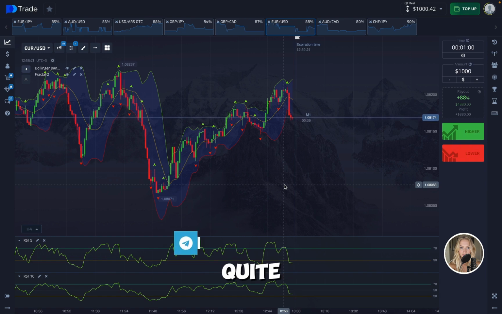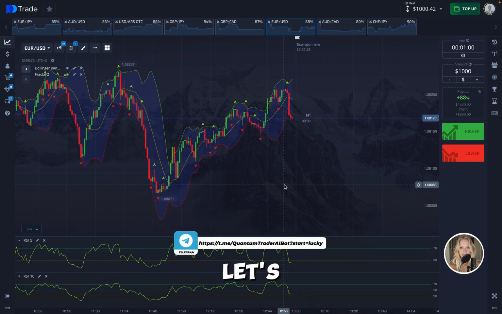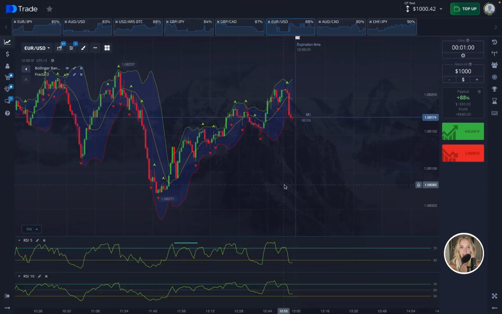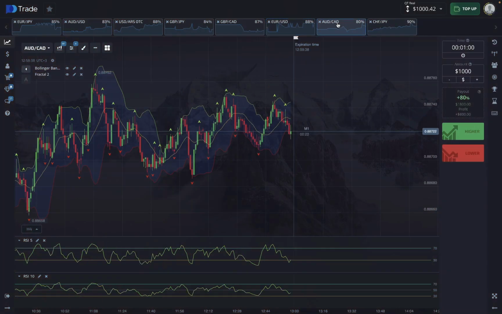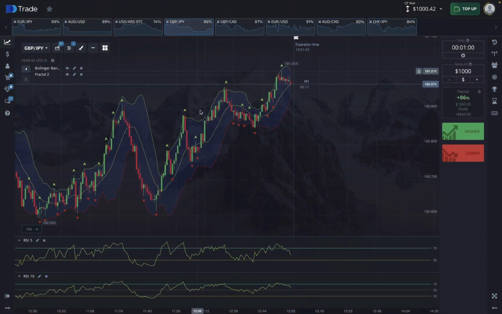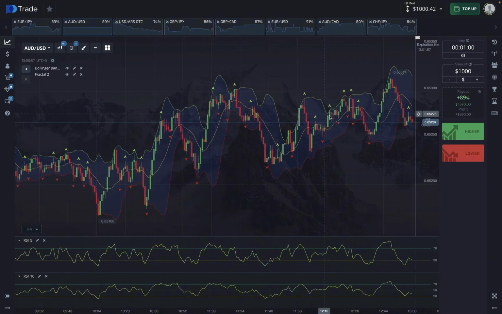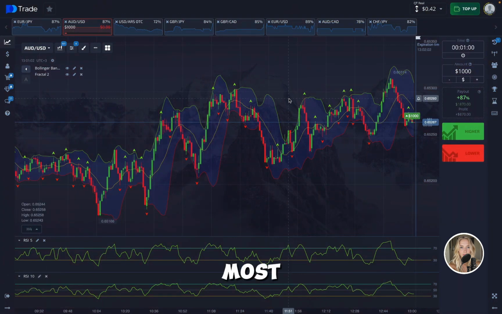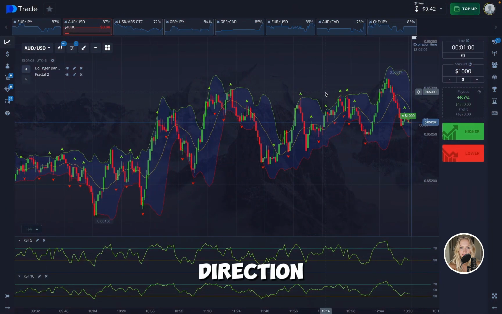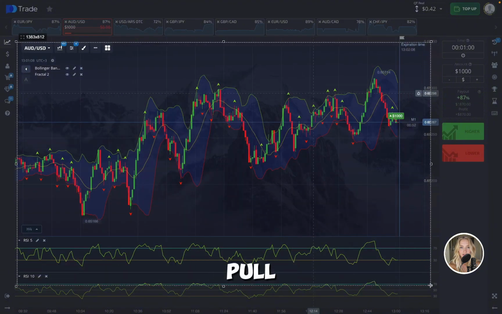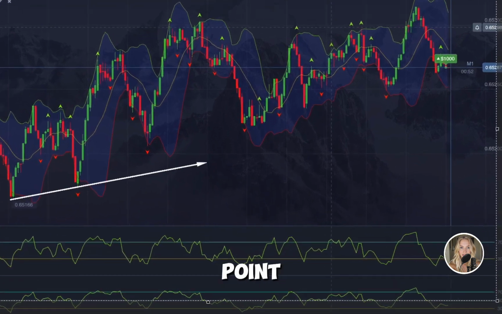These settings are quite enough, so let's start with $1,000. As I said, we will open transactions on a minute time frame. Let's get started and select the first currency pair. And here, I will most likely open a deal to increase in the direction of the trend. Highlight the workspace. We have a pretty strong pullback and we have a relatively good entry point.